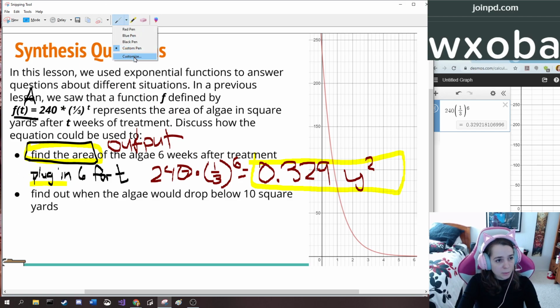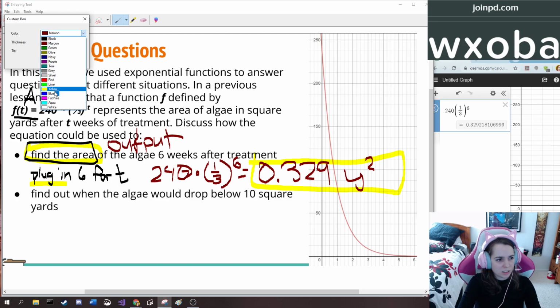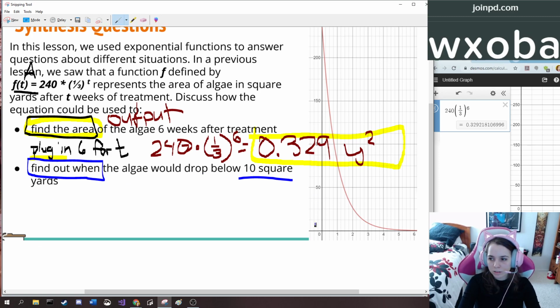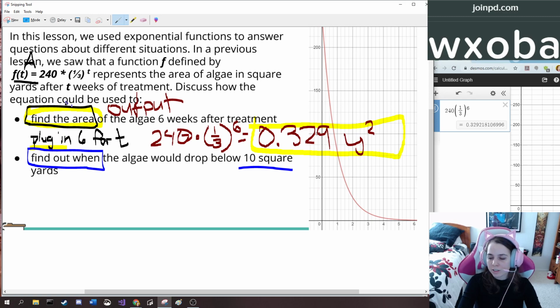But what if instead you wanted to find when? What if our goal was to find when? How would we answer this kind of question? What if we wanted to find when the algae would drop below 10 square yards? If we wanted to find the area, that's easy, we just plug in 6 for t. But what if we wanted to find out when the algae would get to a certain area?